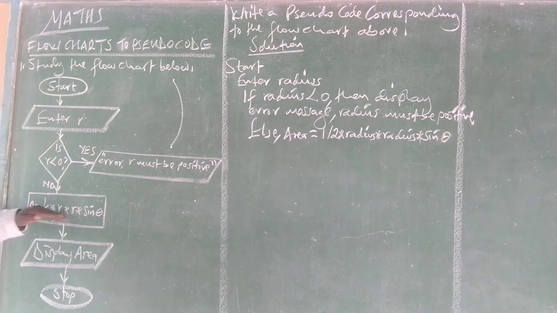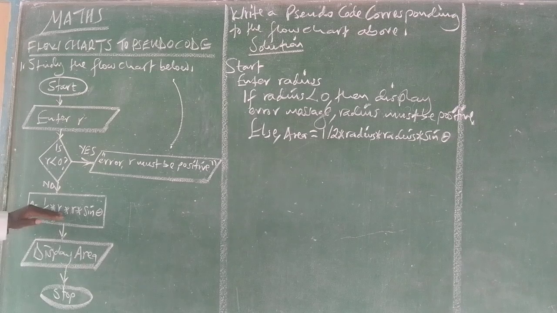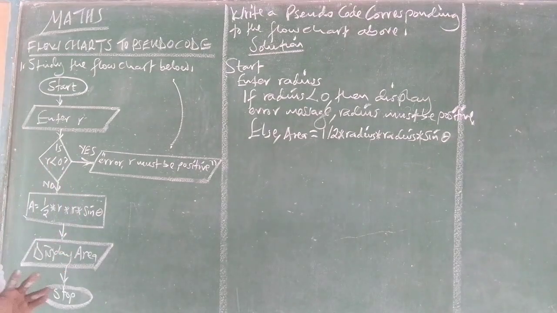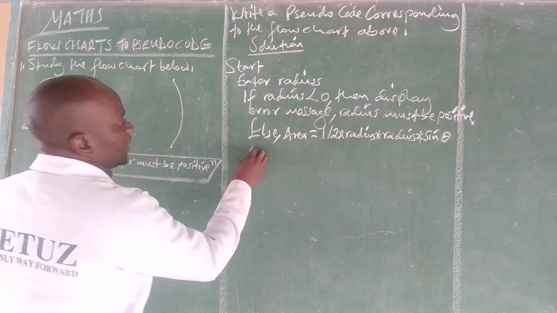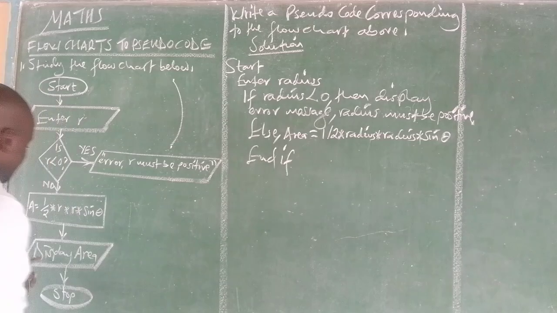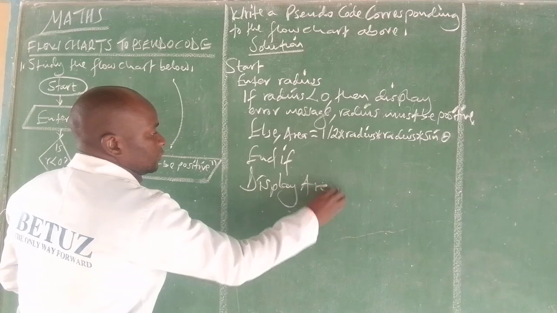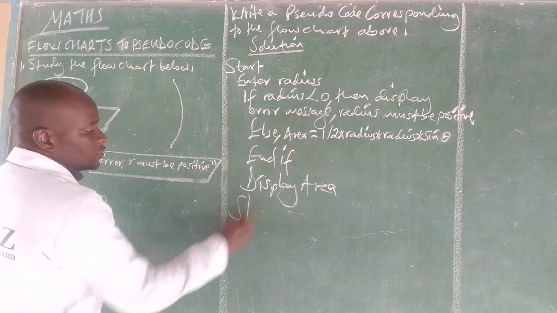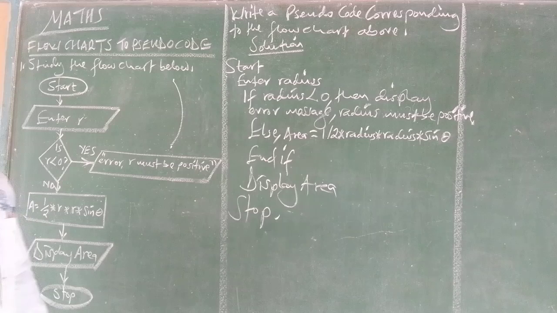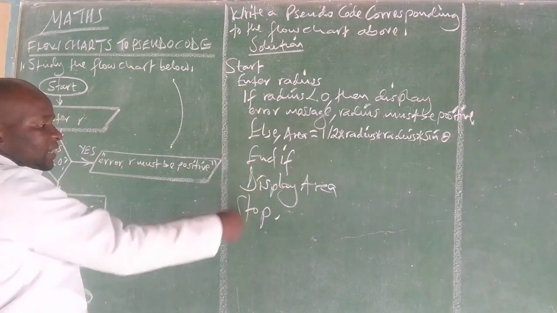Then next, what we have here is display area. Now, before you write display area, remember, when the computer has finished processing, it simply means it has ended its job. So here we simply write end if. When you write end if, then next you write display area. And at the end you have stop. So that is our pseudocode for the simple flowchart that we have here. You can see that our words are coming in and then they begin coming out.